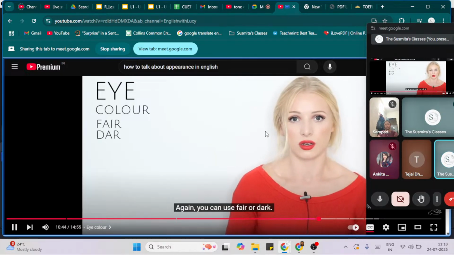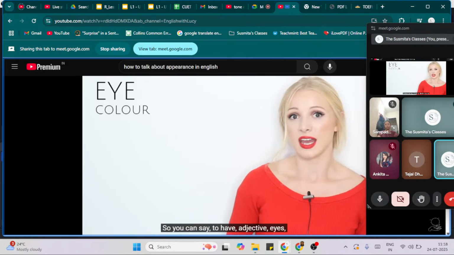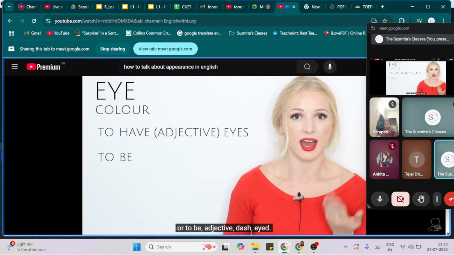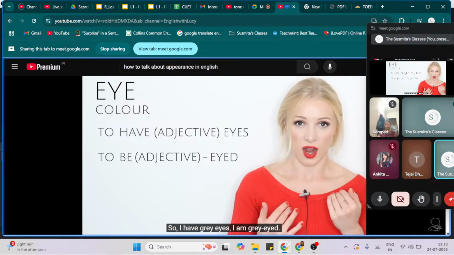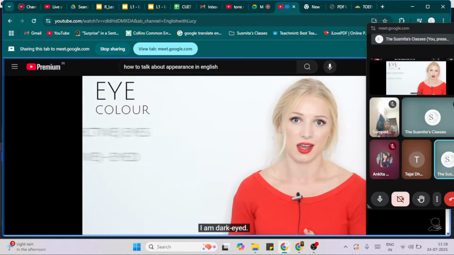Use fair or dark. Fair eyes, light eyes, dark eyes. So you can say to have adjective eyes or to be adjective dash eyed. So I have grey eyes. I am grey-eyed. I am dark-eyed.